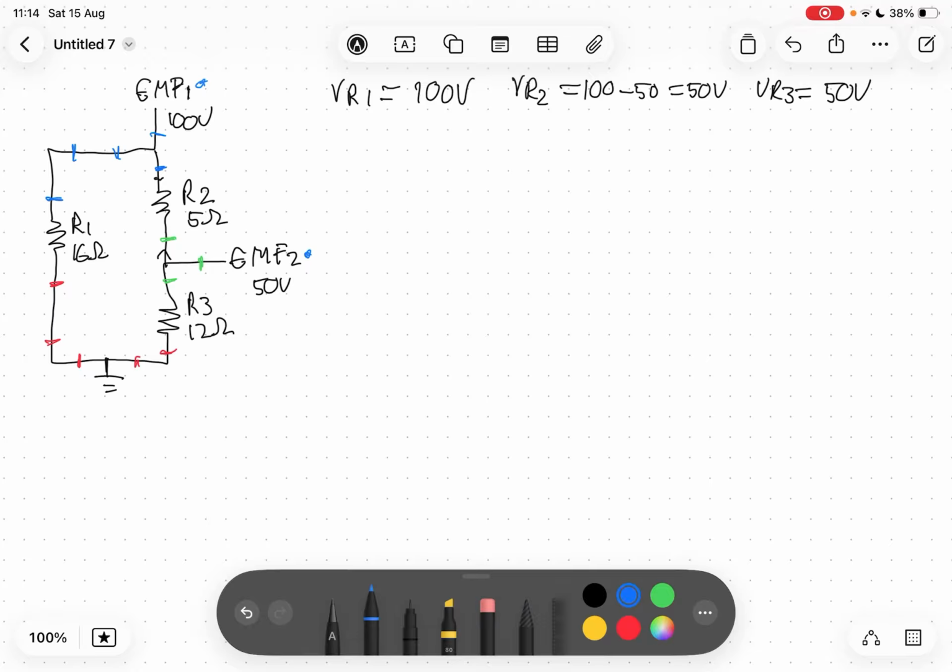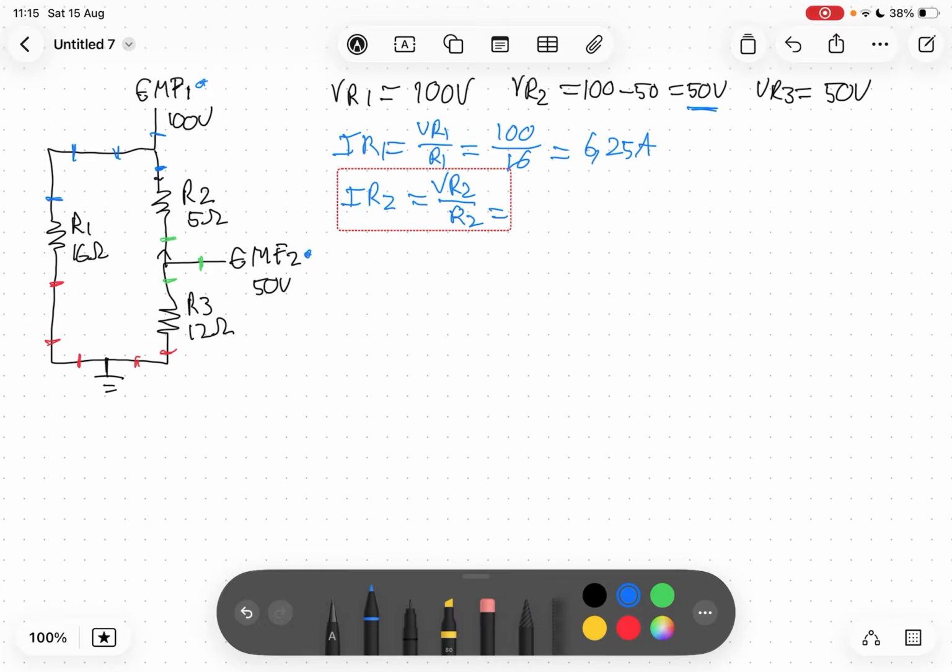Now the next step would be just to solve the currents for each resistor. So we know IR1 is simply VR1 divided by R1, and this is 100 volts divided by R1, which is 16 ohms, and this is 6.25 amps. And IR2 for resistor 2 is VR2 divided by R2, and this is the 50 volts over here, divided by 5, which is 10 amps.